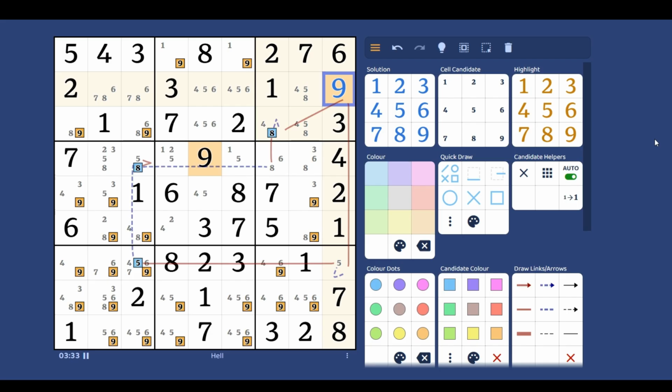So in summary, with discontinuous loops, if we're between two weak links, we could eliminate that candidate. If we're between two strong links, we could make that candidate true.